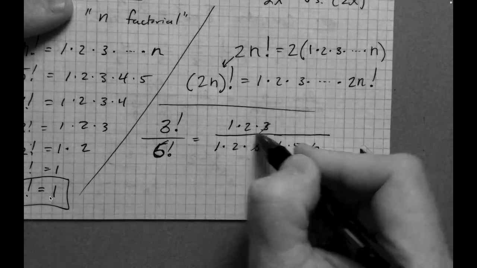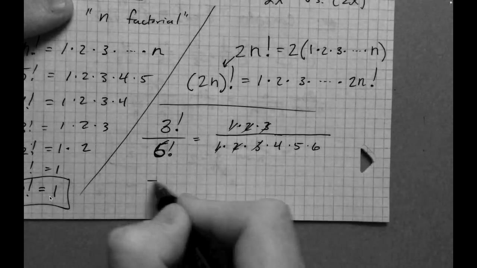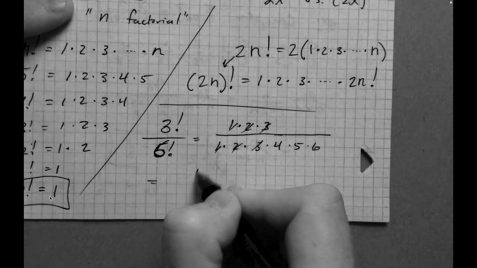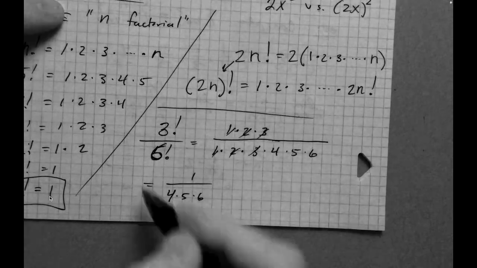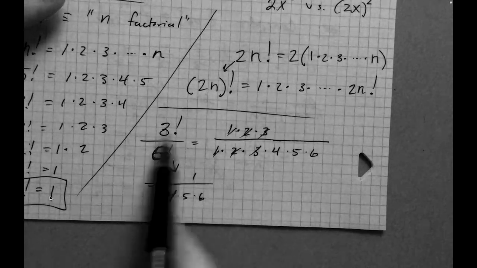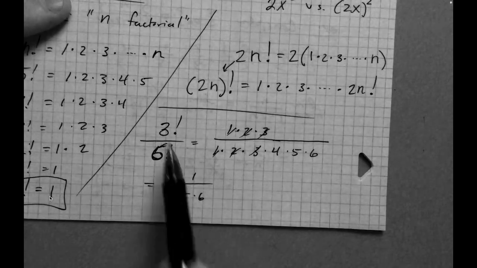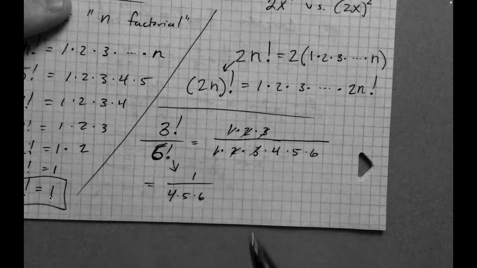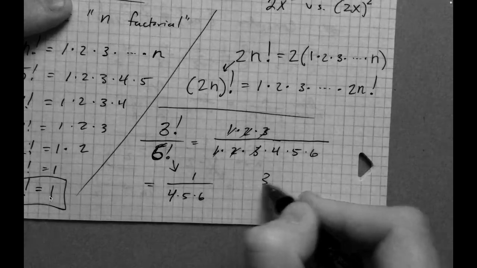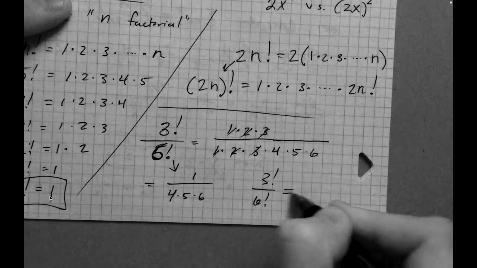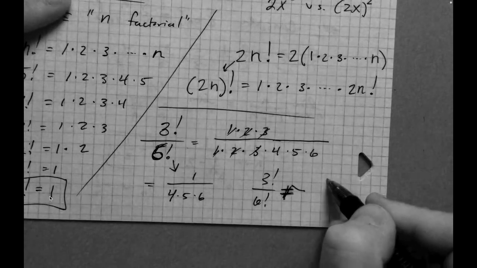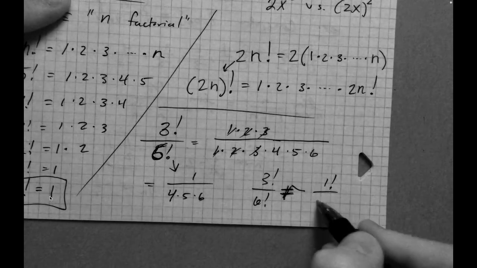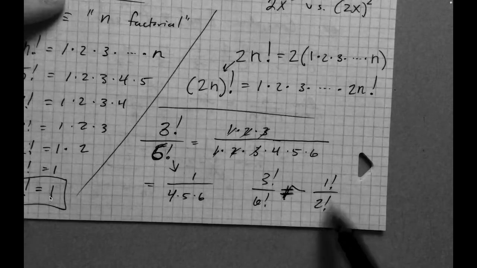Right, so some of these will cancel away, and you'll see that you have 1 over 4 times 5 times 6. So the cancellation is somewhat different than what you might expect. This is not the same. So 3 factorial over 6 factorial does not equal 1 factorial over 2 factorial. Okay, so you just have to be careful of that.